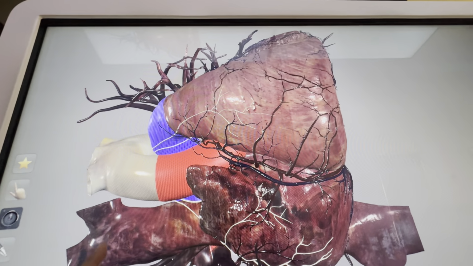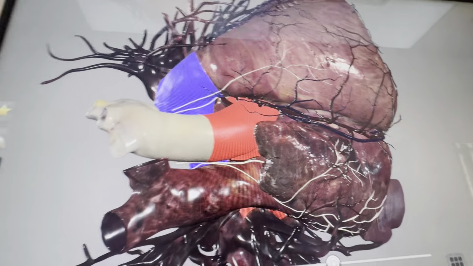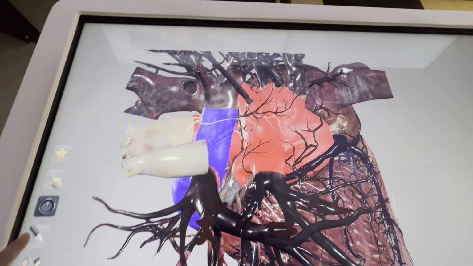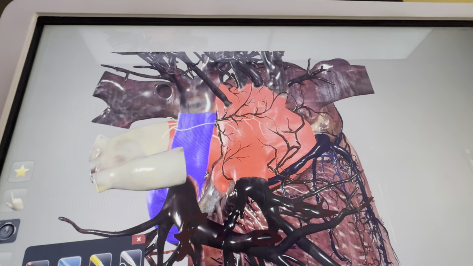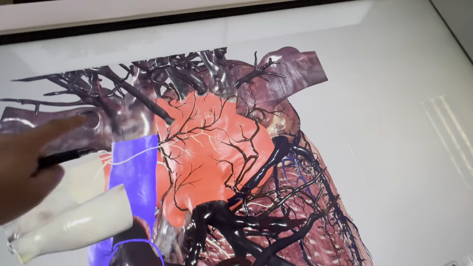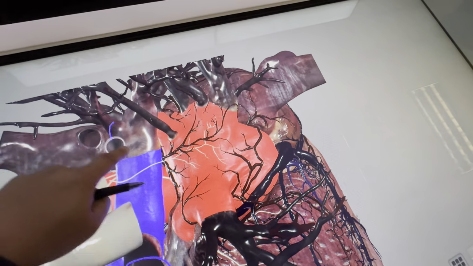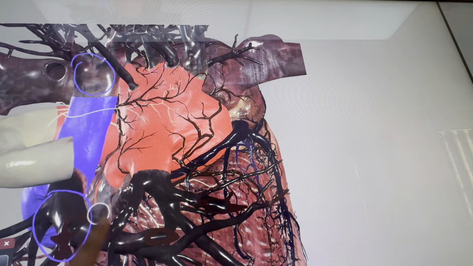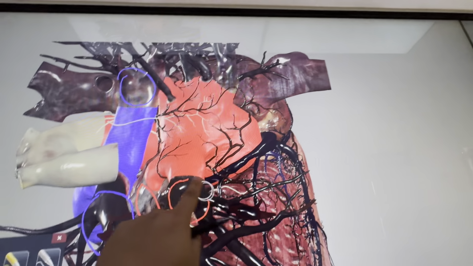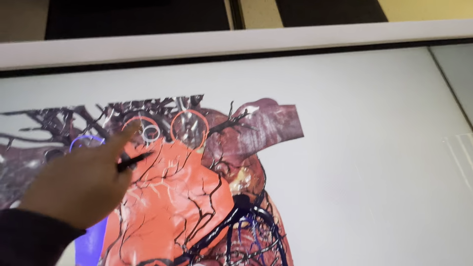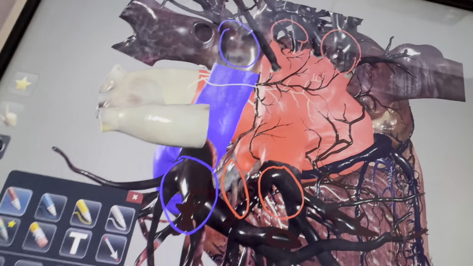Now, let's look at the other side. So, I'm looking at the other side here, and let's make some distinctions here. There's a blood vessel here. There is a blood vessel here. There is one here, another here, one here, and another set here. Okay, so let's look at those circles.